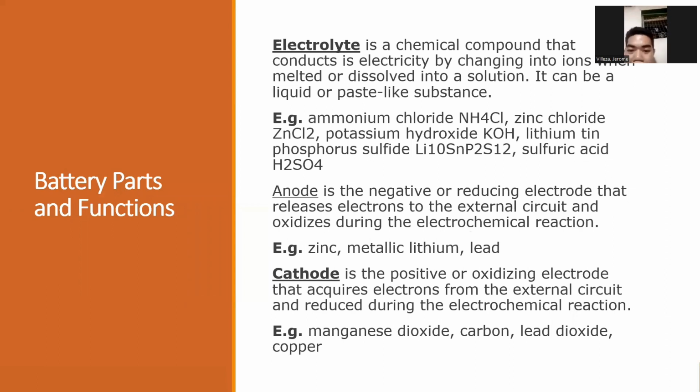Then the anode, this is the negative or the reducing electrode. The cathode will be the opposite of the anode, which is the positive, or the oxidizing electrode that acquires electrons from the external circuit. Examples of anode are zinc, metallic lithium, and lead. And examples of cathode are manganese dioxide, carbon dioxide, and copper. Next.